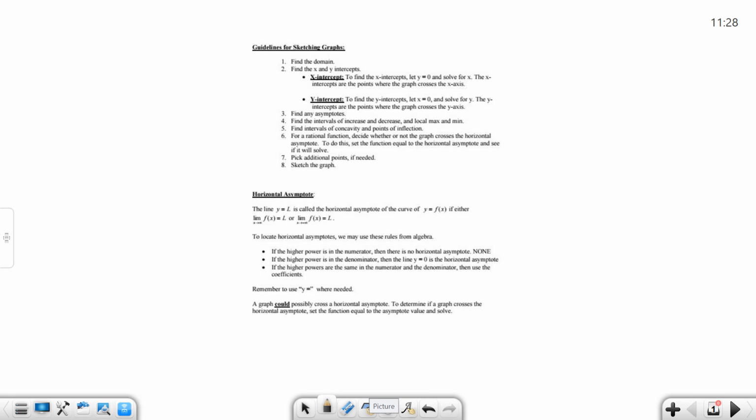In this section, we're putting together everything we've learned so far. So we have finding the x and y-intercept, finding asymptotes, finding intervals of increase and decrease, finding max and min, finding concavity, and putting all that together and graphing.